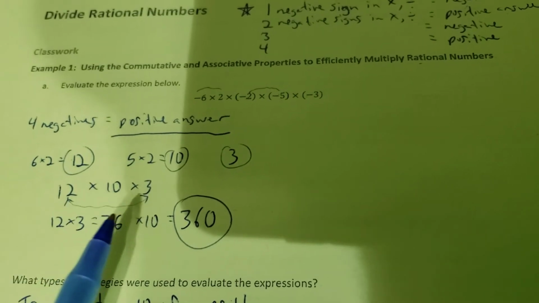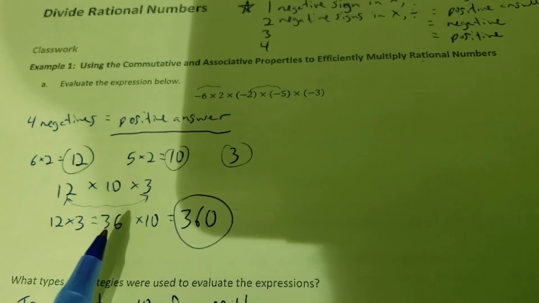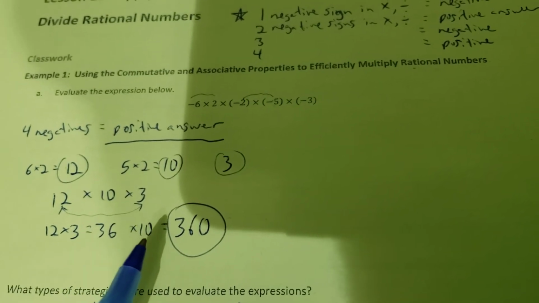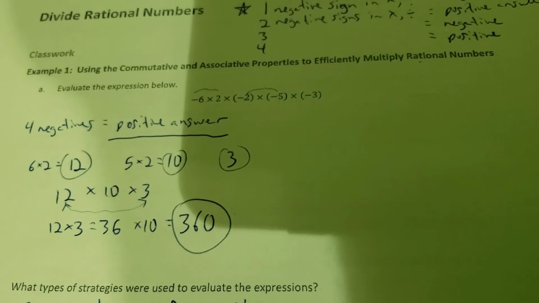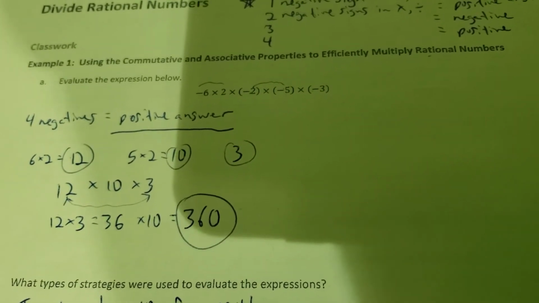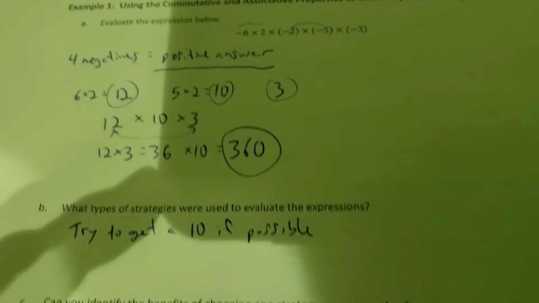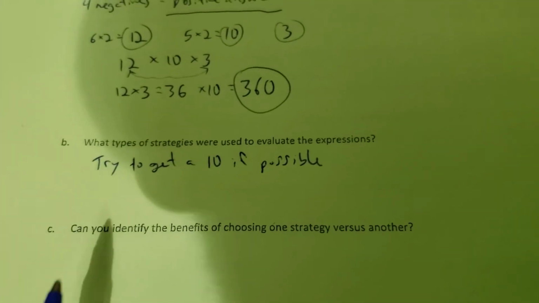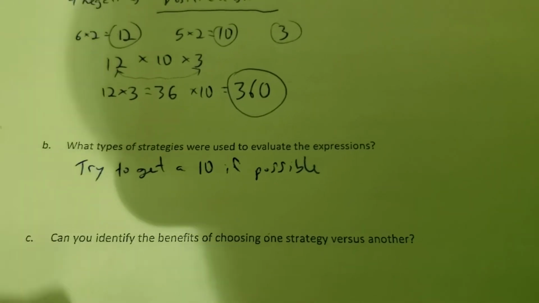Well, I do know that if I take 12 times 3, it gives me 36. And then if I take any number times 10, I just add a 0 to the end of it. So 36 times 10 is 360. So I was just trying to find some numbers that work well together, and you can do more of these steps in your head. So for strategies, try to get tens if possible, and try to find numbers that fit well together.